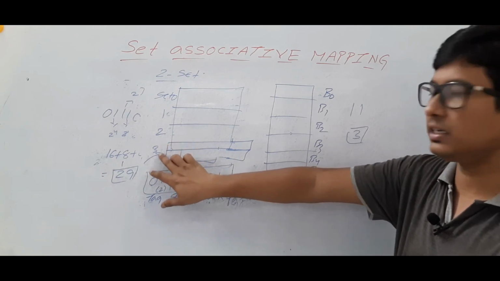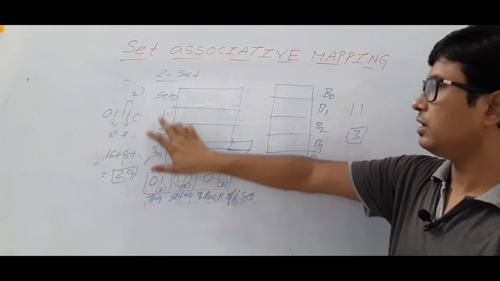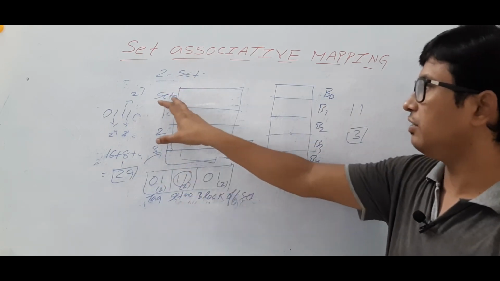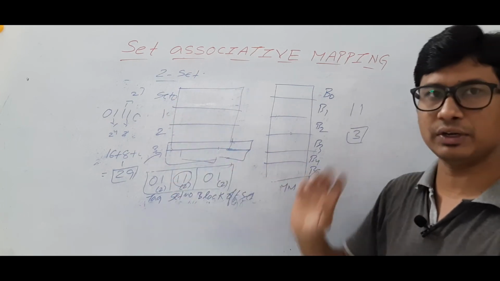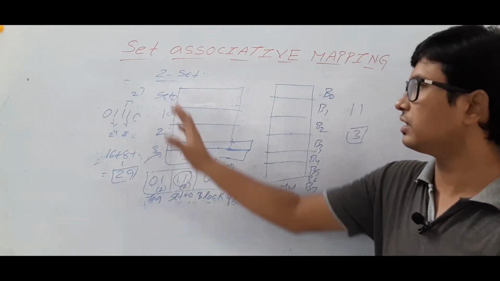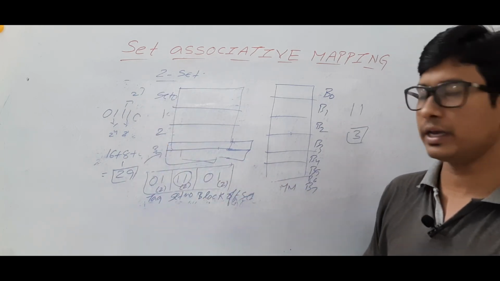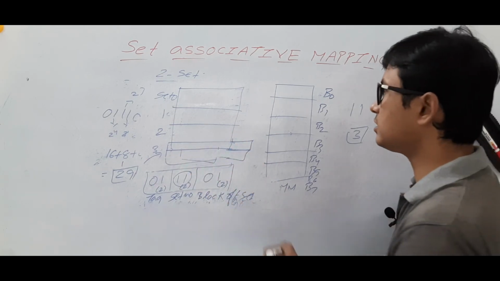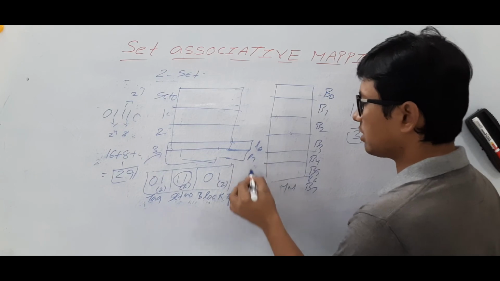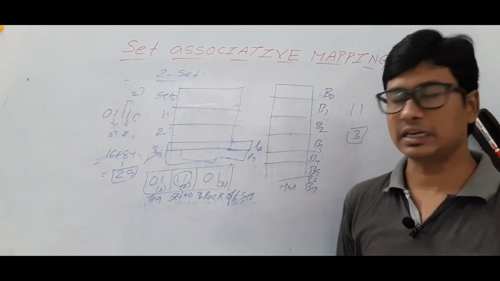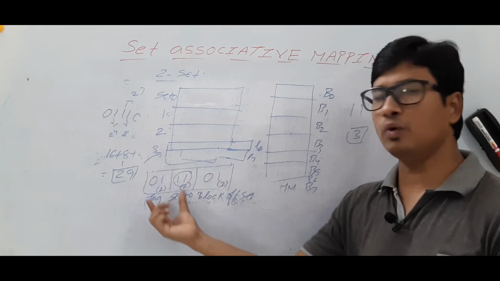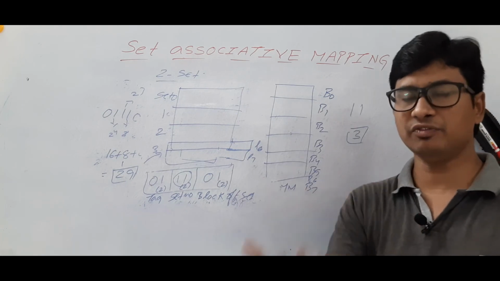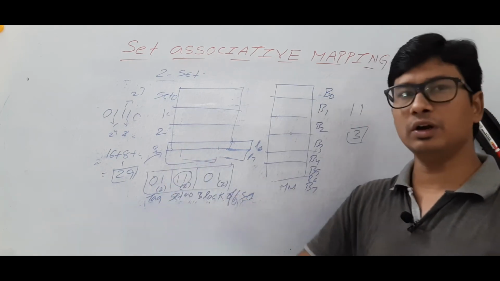Let's take that in this particular set you have 2 lines. The meaning is that you have 8 lines in total in the cache memory, because if each set has 2, this has 2, this has 2, this has 2, you will have 8 cache lines, divided into 4 sets. Then set number 3 will have 2 cache lines, that is L6 and L7. Whatever word you are searching, it is inside a block. If you identify the block, the particular word will be there.